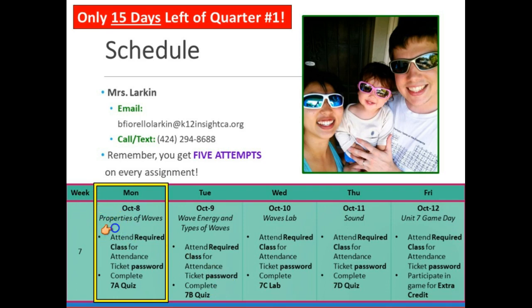Okay, so today we are starting Unit 7. We're talking about the properties of waves. We'll talk about some different types of waves tomorrow. Wednesday we do have a waves lab. It's a really easy lab, so we'll knock that one out of the park. Thursday we'll talk a little bit about sound, because sound is a type of wave, so we'll talk about how that applies. And then Friday we have an extra credit game day. Hopefully on Friday my technology is working so that we can get that game working a little bit better.